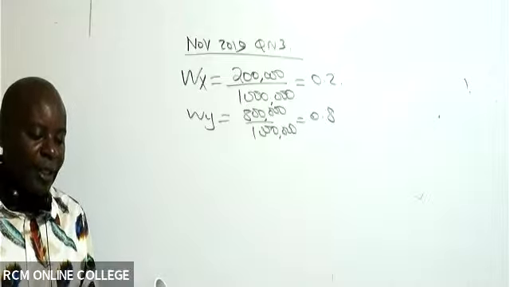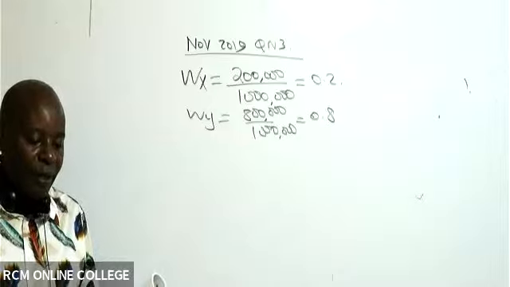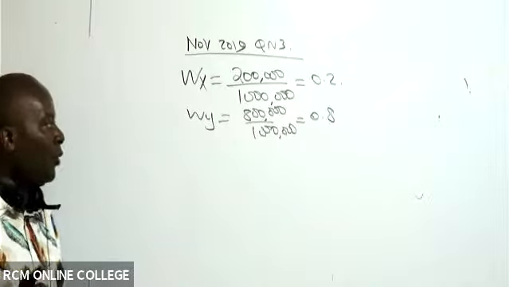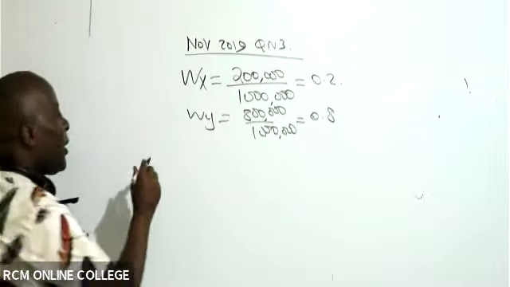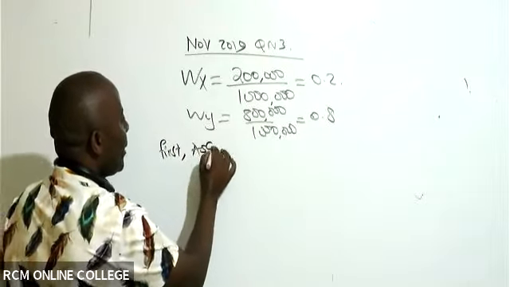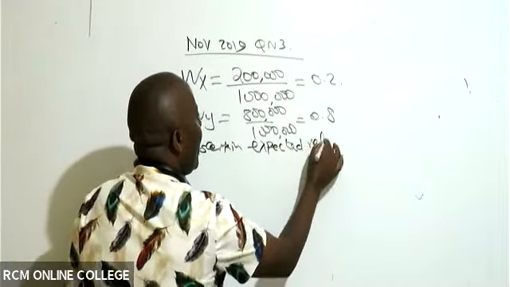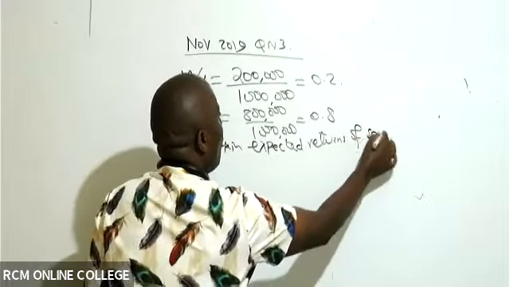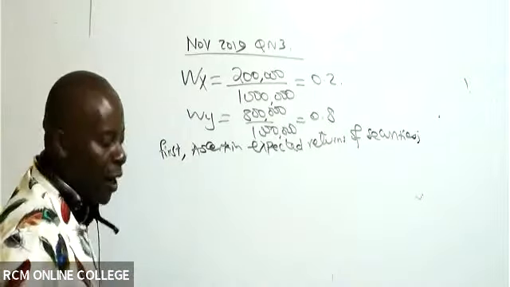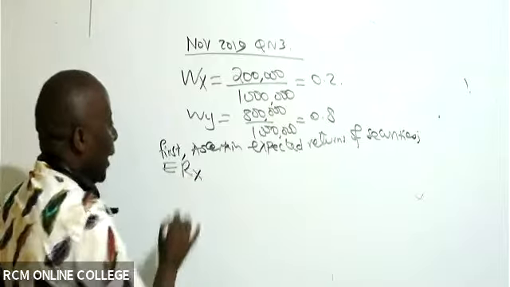Then you can see the returns on these 2 securities depend on the state of the economy as shown below. You can see the state of the economy, the probability, returns on X, and returns on Y. They want us to give them the expected return on the portfolio. So to get the expected return on the portfolio, first ascertain the expected returns of securities. We shall first get the expected returns of X.